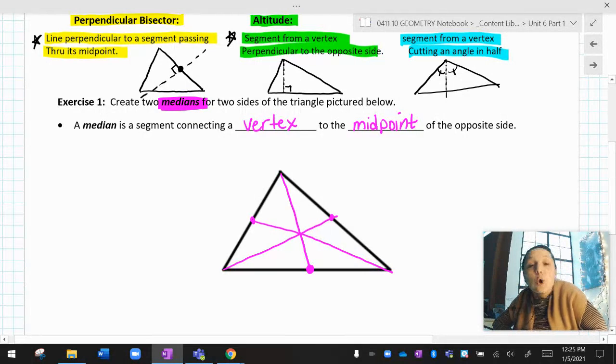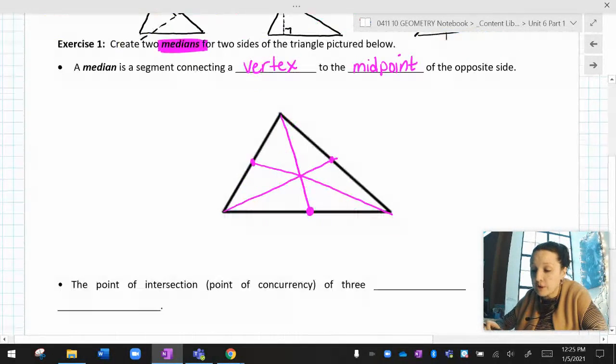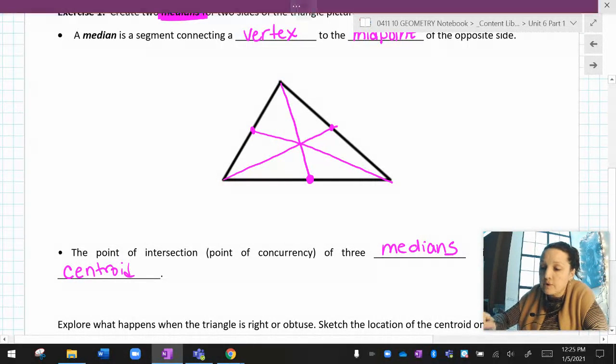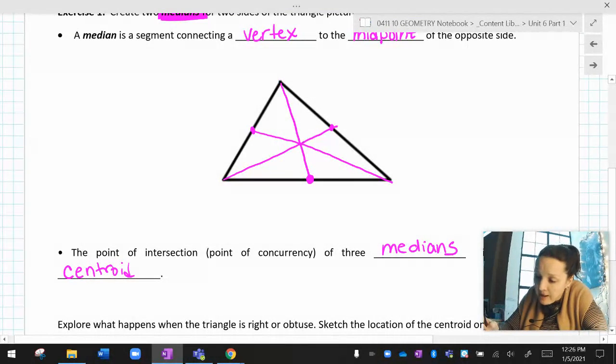The medians all intersect at a point of concurrency. The point of intersection, which is a point of concurrency, of the three medians is called the centroid. So those three medians intersect, and they intersect right here. And this point is called the centroid.